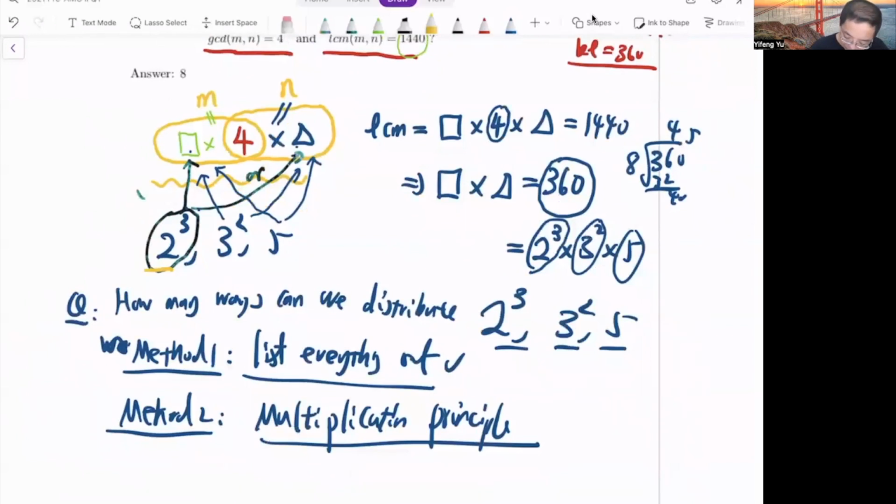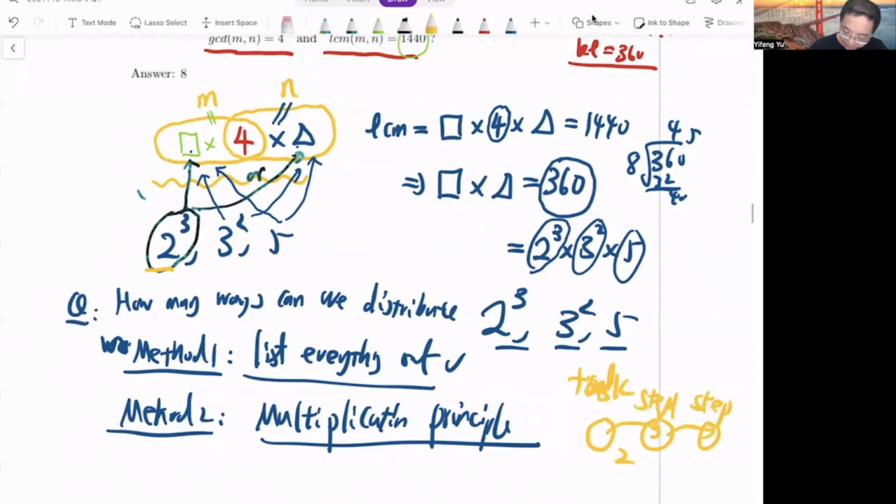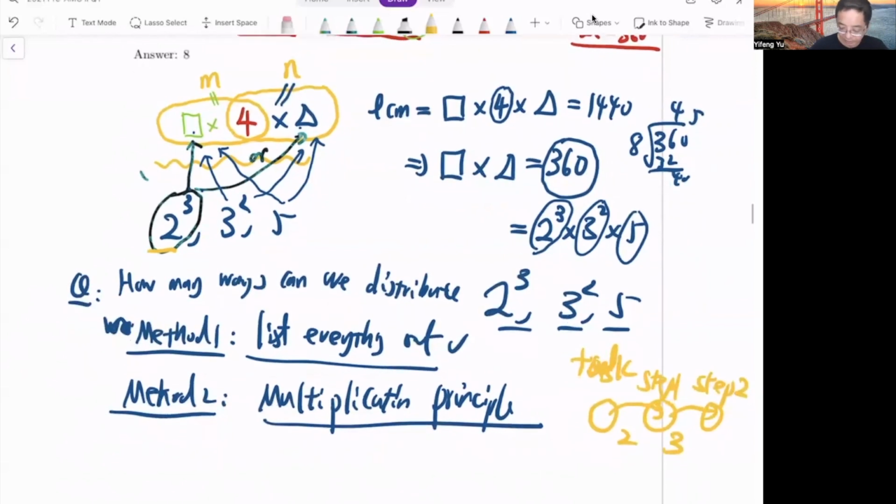The multiplication principle just says, suppose I have a task to do. Say in step 1 we have 2 ways to do it, and in step 2 we have 3 ways to do it. Then the total number of ways just equals 2 times 3, which equals 6. This is called the multiplication principle. We look at the whole thing as several steps, and each step has a different number of ways to do it. Then the total number of ways to finish the whole thing is just these numbers multiplied together.